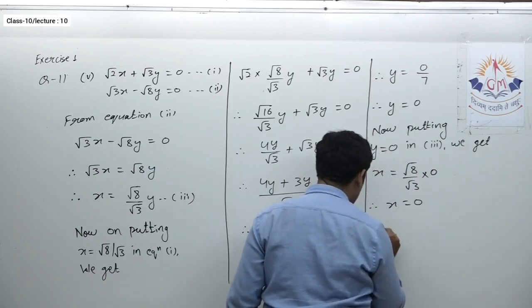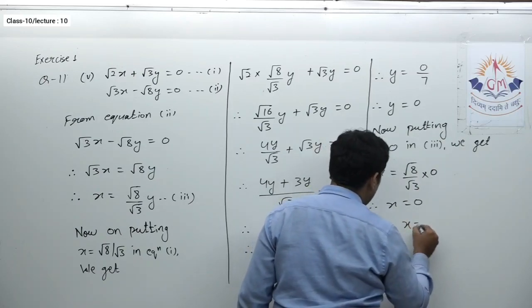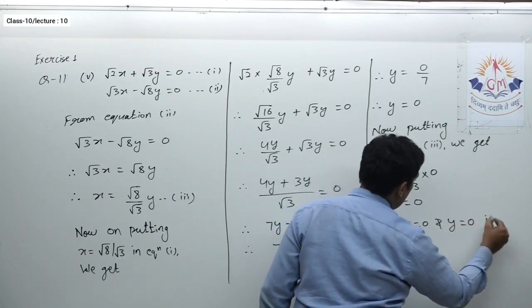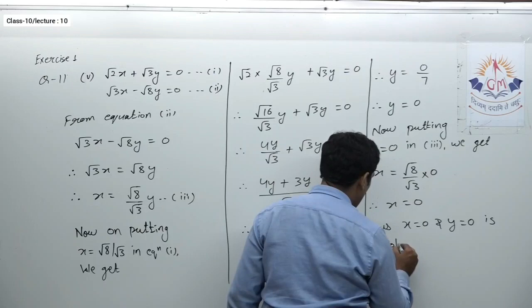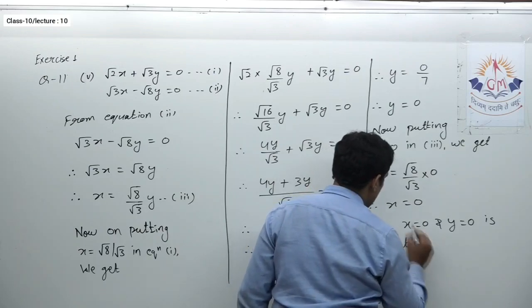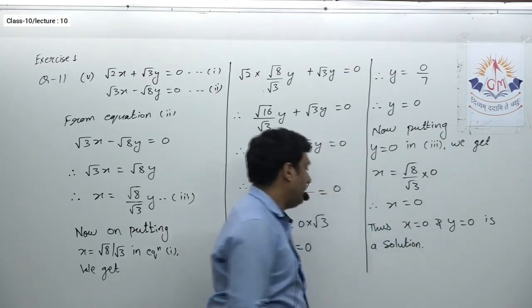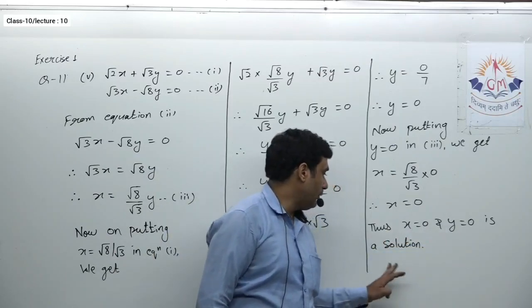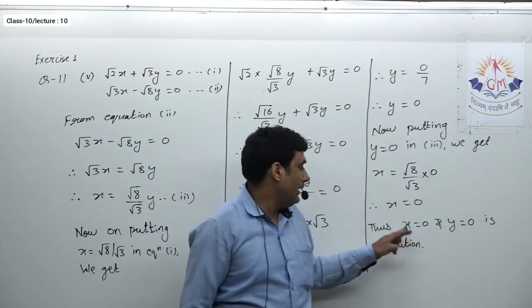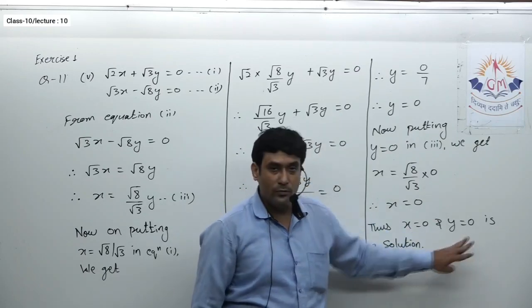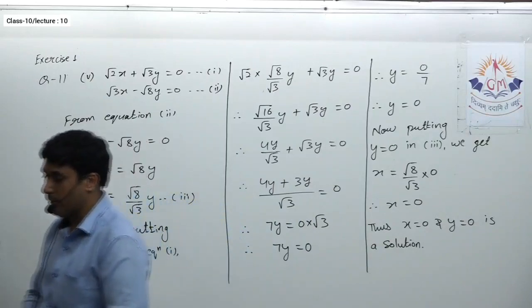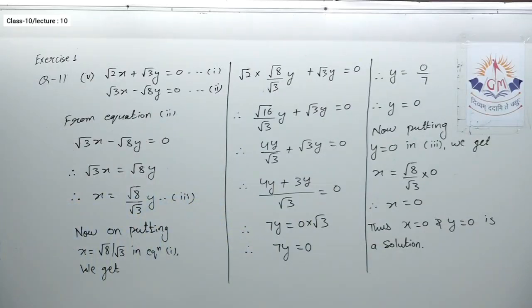So here I can conclude that x equal to 0 and y equal to 0 is a solution. That's it. We can keep it up to this point also. Therefore x equal to 0 and y equal to 0 is a solution of the given pair of linear equations. So please note it down, then we'll see the next question.